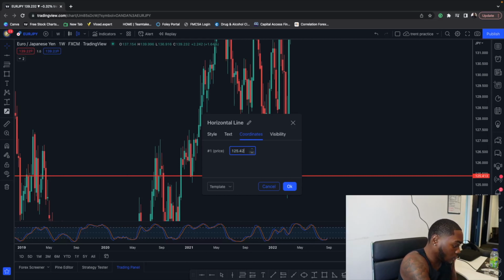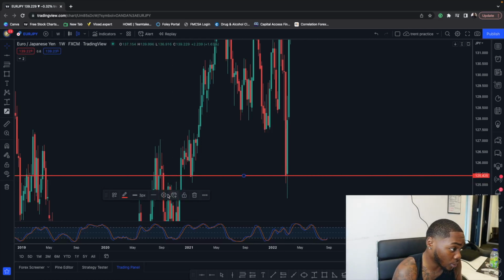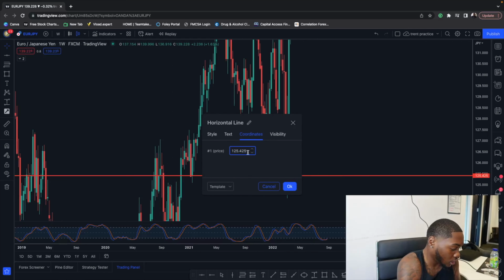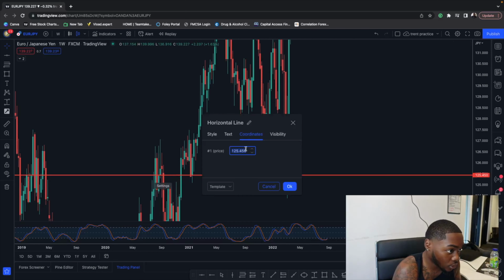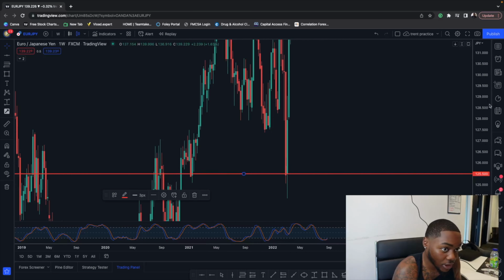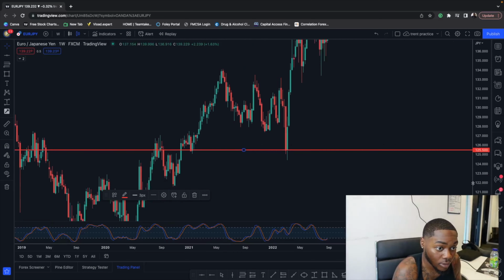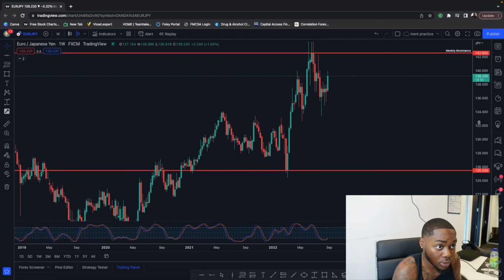If you guys don't know what quarter points are, please leave a comment and I'll explain what quarter points are and how they work. So it's still not there. Let's do 50. Still not there. Let's just do 125.500 even, because we're trading Forex, so we know that we're trading money. All of this is money that we're looking at.